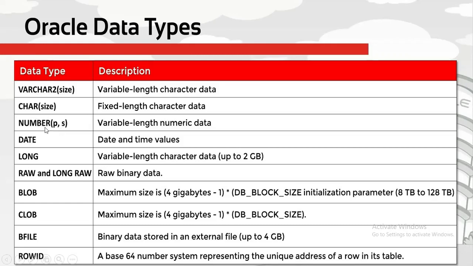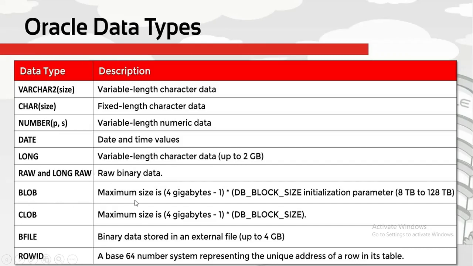This is number. To mention a number we use number, in numeric format. And date is to mention date and time values. Long is for variable length character data up to 2 GB. So we can use the long data type if the variable character data contains up to 2 GB. That much size it has the capability to hold. So raw and long raw are used for binary data.